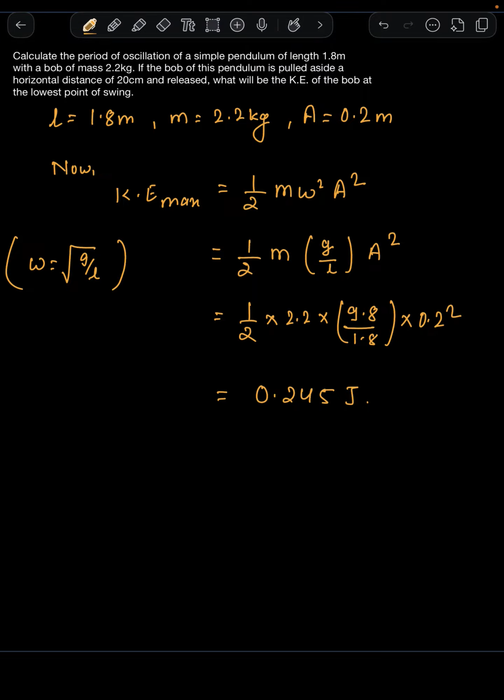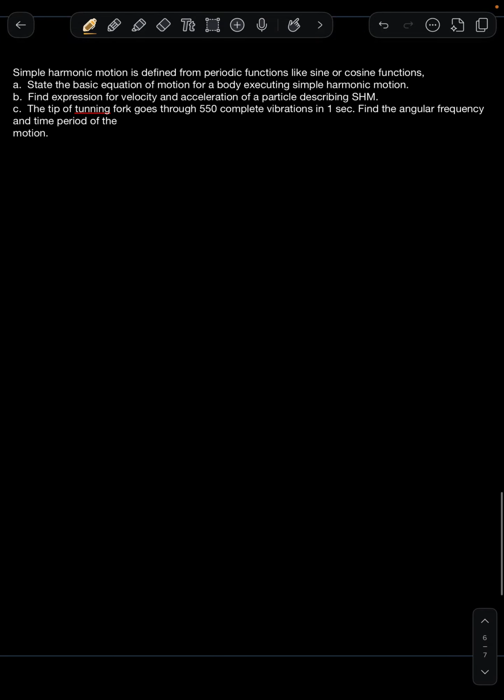And now question number 6. Question number 6 is something analytical. So this is also the last question of this video. Simple harmonic motion is defined from periodic function like sine or cosine function. State the basic equation of motion for a body executing simple harmonic motion. So here the basic equation of motion executing SHM, simple harmonic motion.